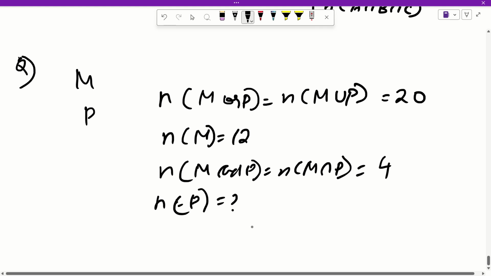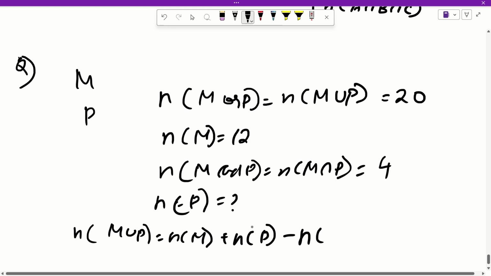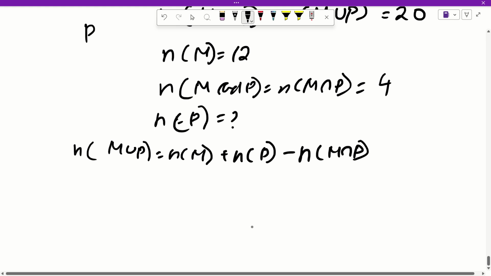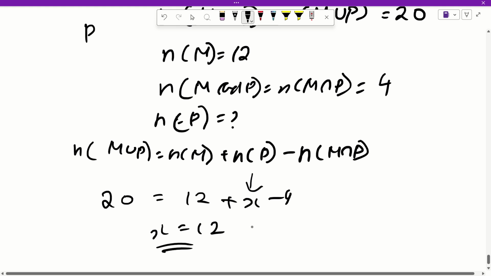n of P. Right. So we have a formula: n of M union P is equal to n of M plus n of P minus n of M intersection P, right? We have to find n of P. So 20 is equal to n of M, 12, plus n of P, which I'm going to call x, minus 4. We'll get x is equal to 12. Directly we can find it, or we can find it with the help of a Venn diagram. Those who are very familiar with Venn diagrams can solve it very fast.